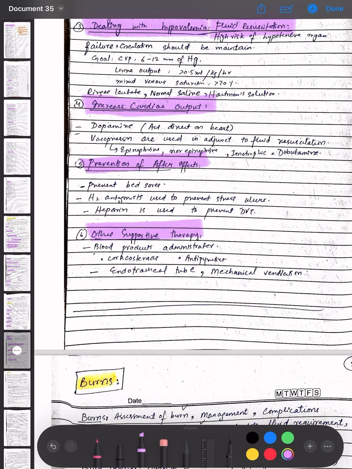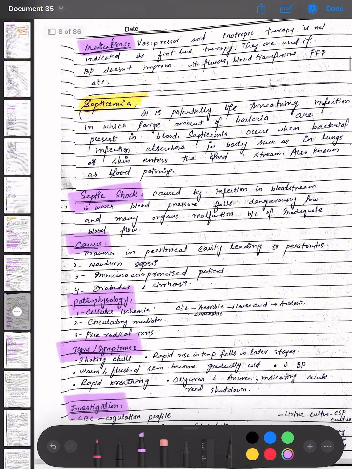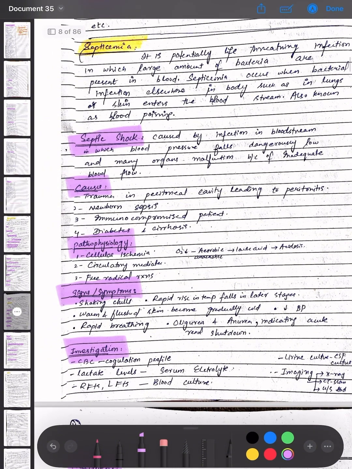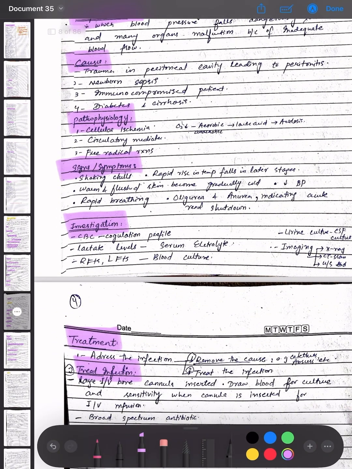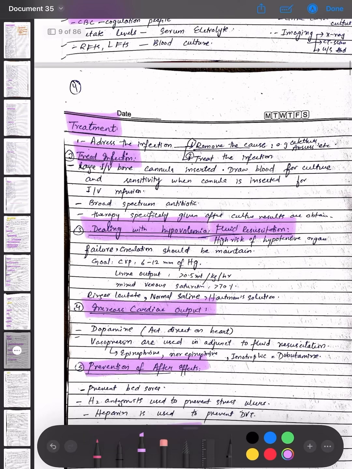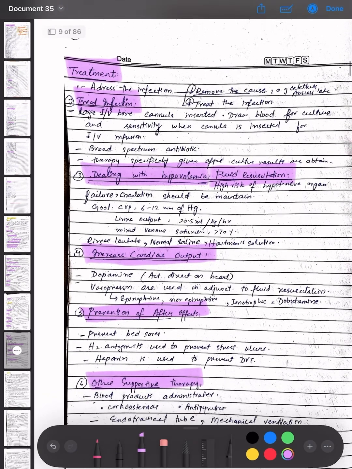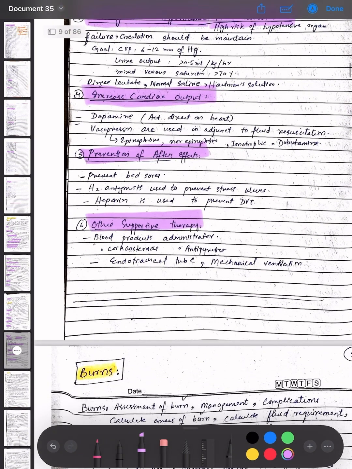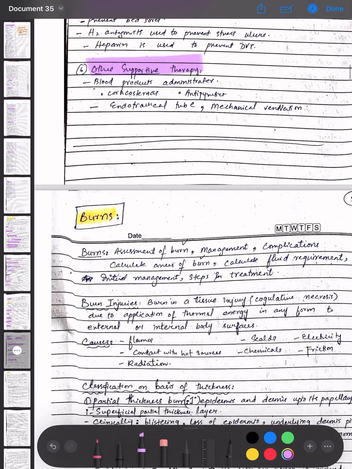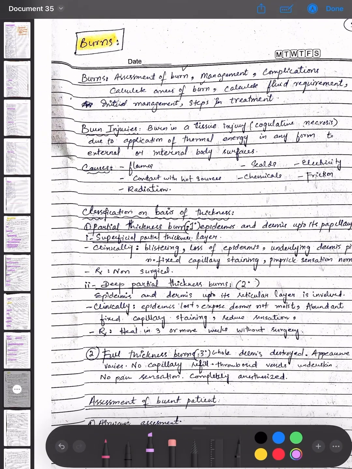Okay, so what have we studied in this portion? Septicemia and septic shock. Then what are the causes of septic shock? What is its pathophysiology? What are the signs and symptoms? What are the investigations that are done? What are the treatment options? In treatment options, first we have to remove the cause, then we will treat the infection, then we will deal with the hypovolemia, then we will increase the cardiac output, then the prevention of after effects, and then we will provide the supportive therapy. Okay, now coming towards burns.